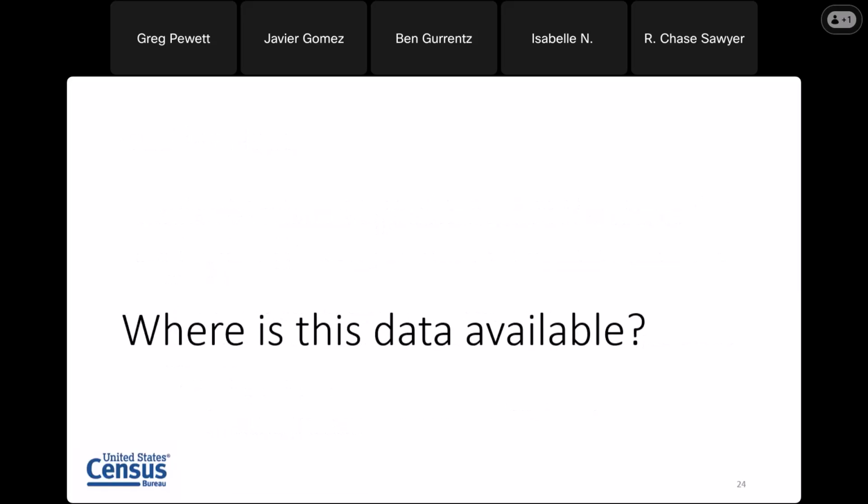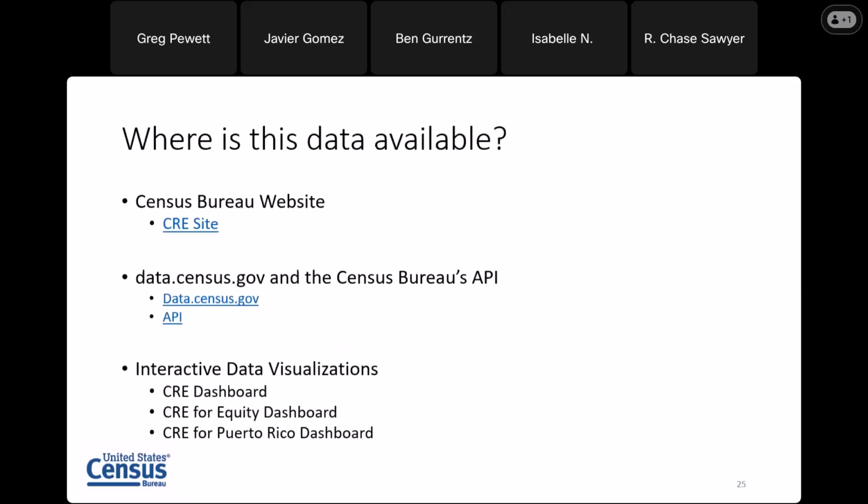Where is this data available? The CRE data can be found in different places. The main place is the Census Bureau website, where you can find everything related to CRE, from data sets, technical documentation, frequently asked questions, etc. The second place where you can find the CRE data is at the Census Bureau main data hub, data.census.gov, or through our application programming interface, or API.